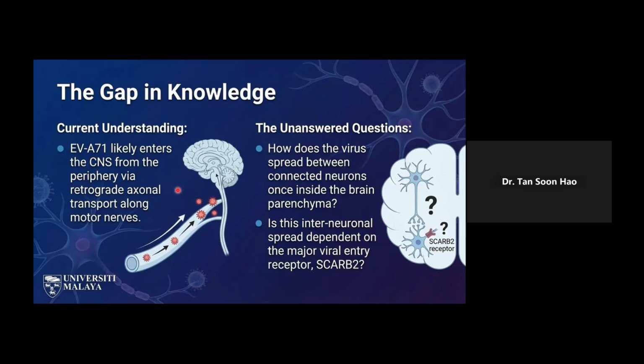There is more and more evidence showing that it can go into the CNS by the neural route, but the major discussion over time would be the retrograde axonal transport along the motor nerve. This paper specifically answers certain questions. Number one, how does the virus spread within the neurons? Once it gets into the CNS, how does it spread, why are there certain types of patterns inside the autopsy brains, and does SCARB2, which is the viral entry receptor for this virus, play an important role in the spreading of the virus within the brain?